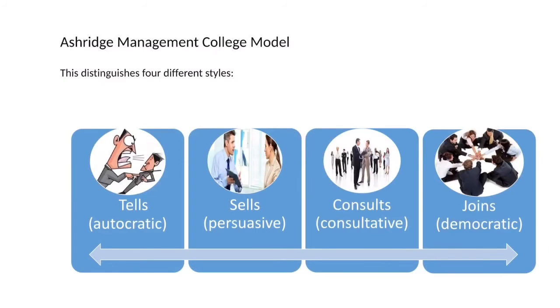The Ashridge Management College model distinguishes four different styles, which can be seen here. Tells is autocratic in nature, whereby they just command and dictate. Sells is more persuasive, whereby they try to convince the other party. Consults is the type of manager or leader who consults with their subordinates and team members before coming to the final point. Joins is democratic, where they vote and come to the final decision at the end of the meetings.